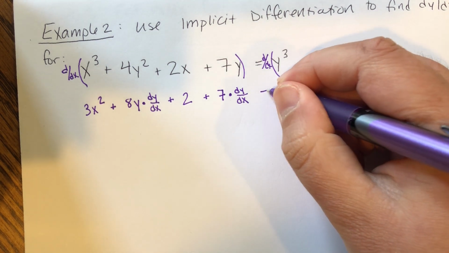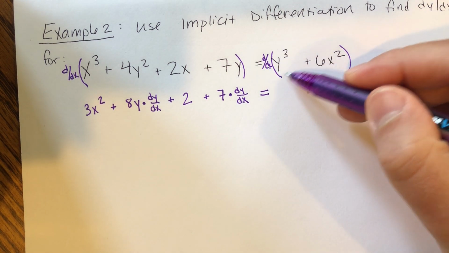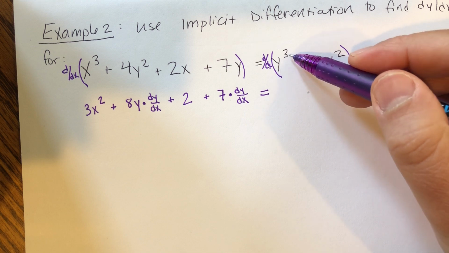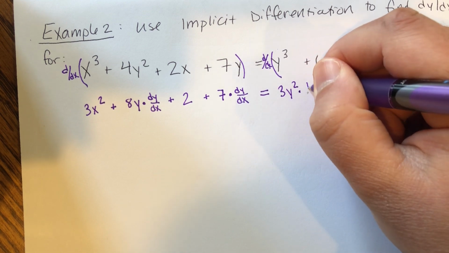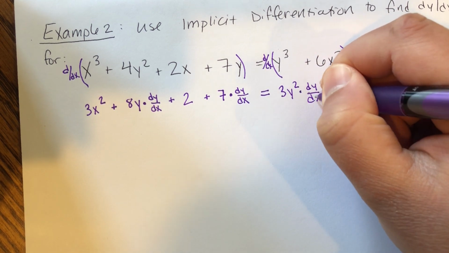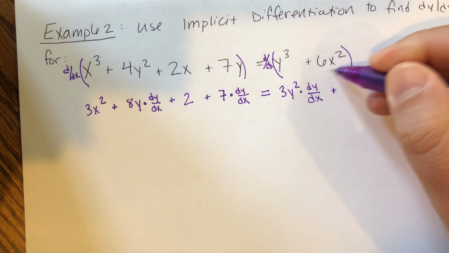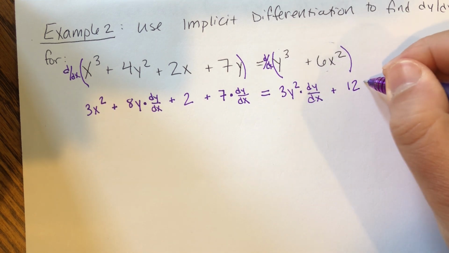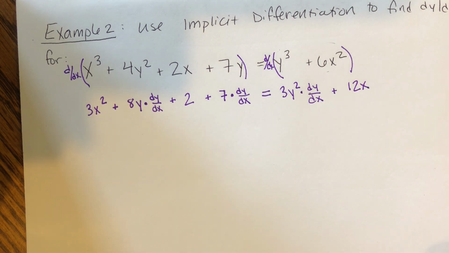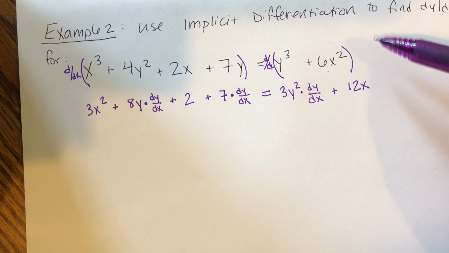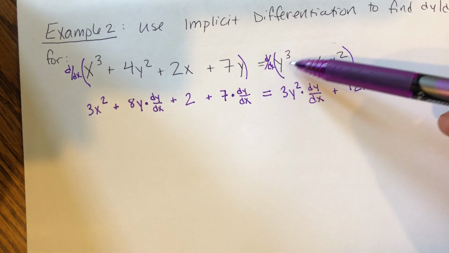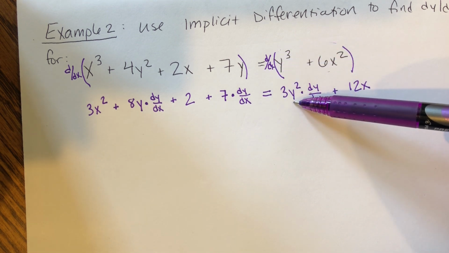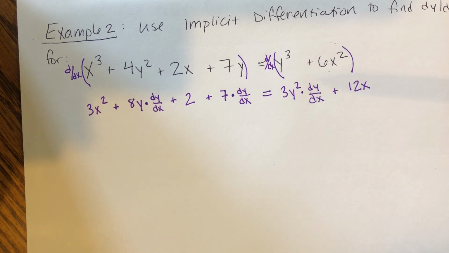And on the right-hand side of the equation, we do the same thing. The derivative with respect to x of y cubed would be the derivative with respect to y, which is 3y squared times dy dx. And finally, the derivative of 6x squared is just 12x. That's what we do when we do implicit differentiation: take the derivative with respect to x, but anytime you take the derivative of a y term, you take the derivative with respect to y multiplied by dy dx.